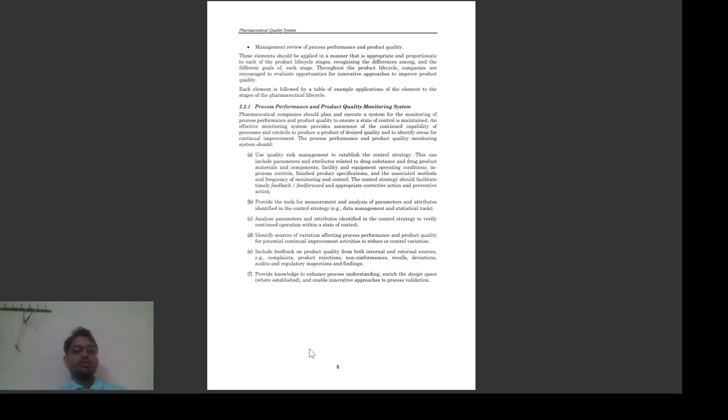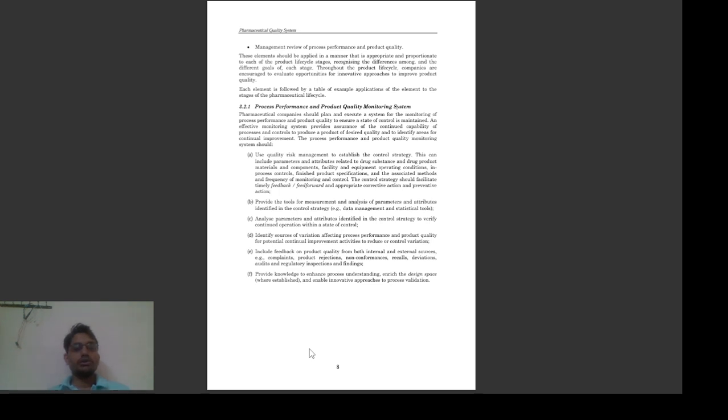The control strategy should facilitate timely feedback and appropriate corrective action and preventive action. Provide the tools for measurement and analysis of parameters and attributes identified in the control strategy, that is, data management and statistical tools. Analyze parameters and attributes identified in the control strategy to verify continued operation within the state of control. Identify sources of variability affecting process performance and product quality, for potential continual improvement activity to reduce the variation.